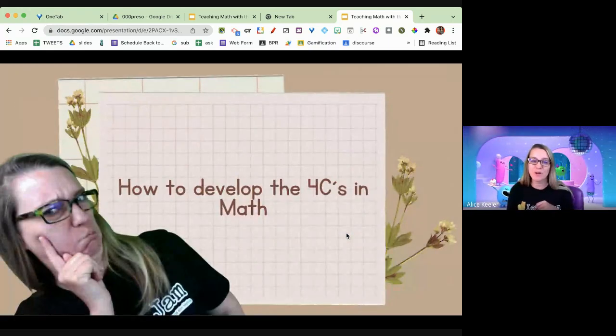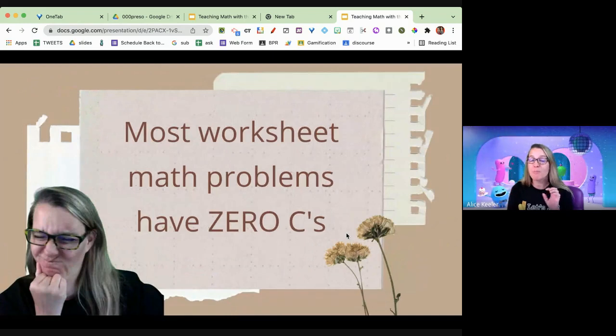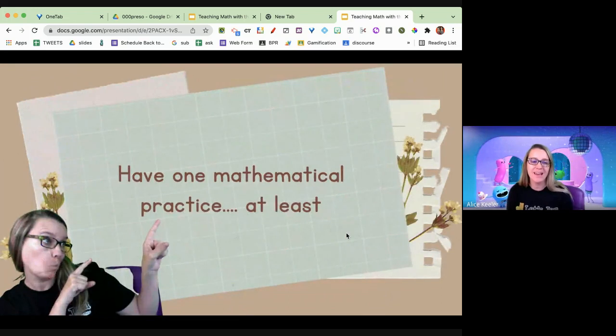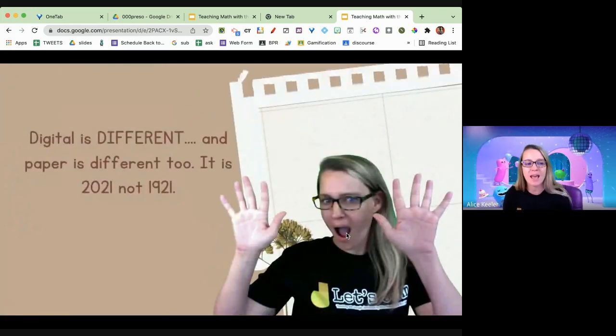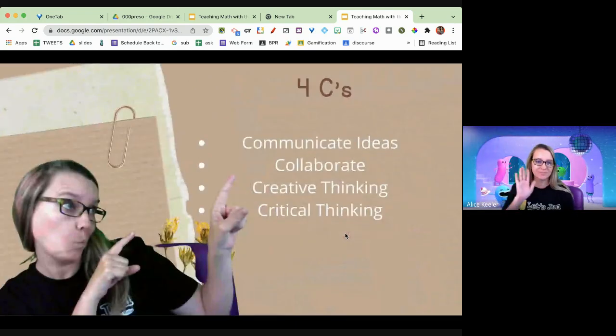How to develop the 4 C's in math. Most math, I made up a word. Most worksheet math problems have 0 C's. Thank you for that. They mostly have 0 mathematical practices when they should have at least 1. And a digital worksheet is still a worksheet, and paper is different, just as digital is different, so we want to be 2020, not 1920.